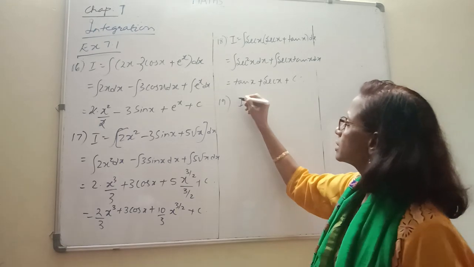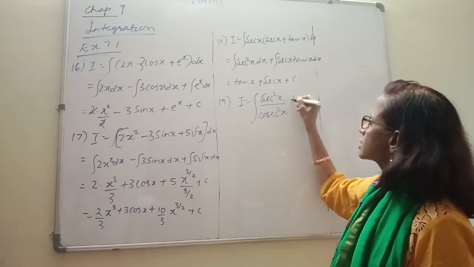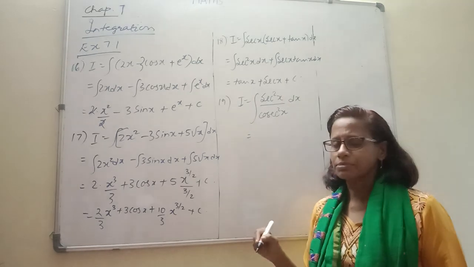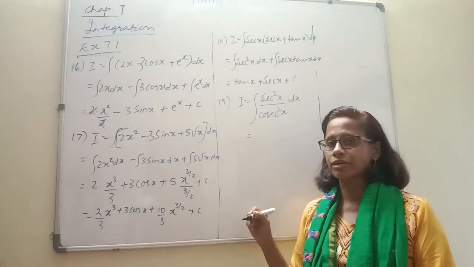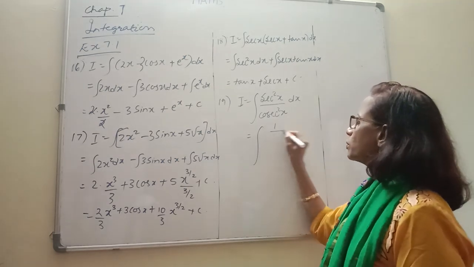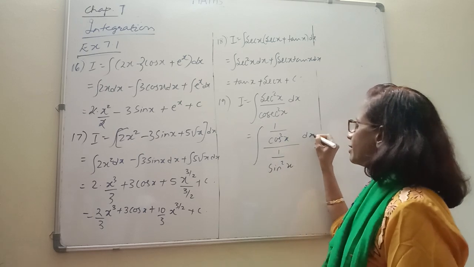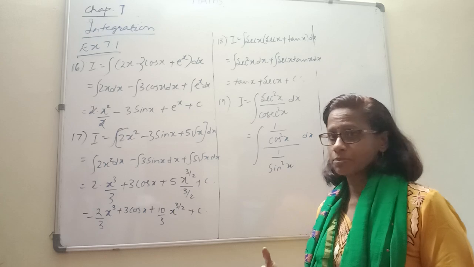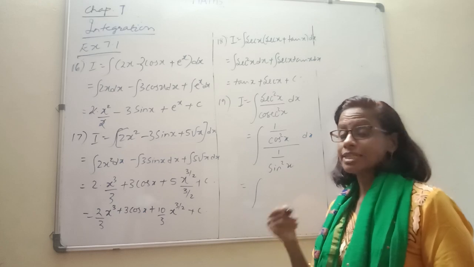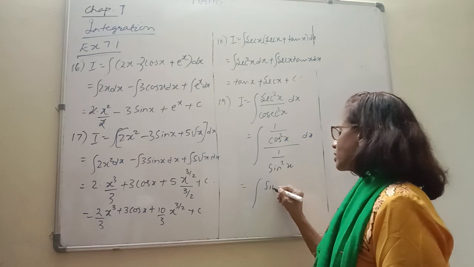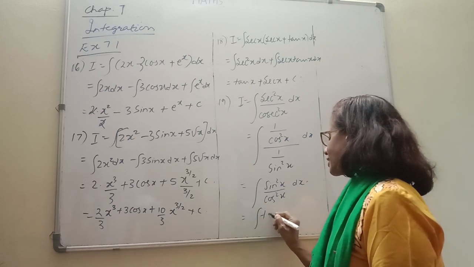Let's go to the 19th problem, which says sec squared x over cosec squared x dx. Apparently it looks a little impossible, but to make ourselves comfortable, let's go in for sine and cos. So this is going to be 1 over cos squared x divided by 1 over sine squared x. Division by a fraction is multiplication by the reciprocal, so it is multiplied by sine squared x. So it will come to sine squared x over cos squared x, which is tan squared x dx.